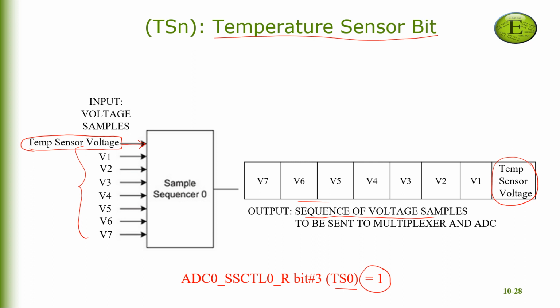Similarly, if we want to do that for the other channels, we are going to set the corresponding nth bit, input n, depending upon what input we are talking about. We're going to set TSn equal to 1, and that can be referred to from the description of the control register.